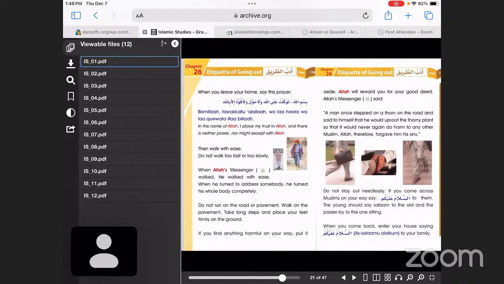When he turned to address somebody, he turned his whole body completely. Do not run on the pavement, walk on the pavement. Take long steps and place your feet firmly on the ground. If you find anything harmful on your way, put it aside. Allah will reward you for your good deeds. Allah's Messenger ﷺ said a man stepped on a thorn on the road and said to himself he would uproot the thorn so it won't do any harm to other Muslims. Allah therefore forgave his sins.